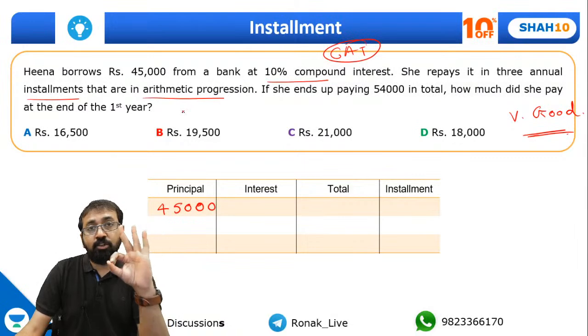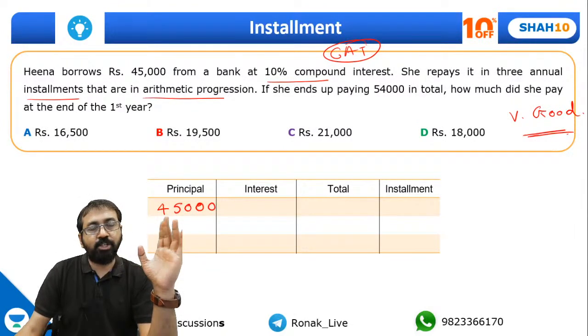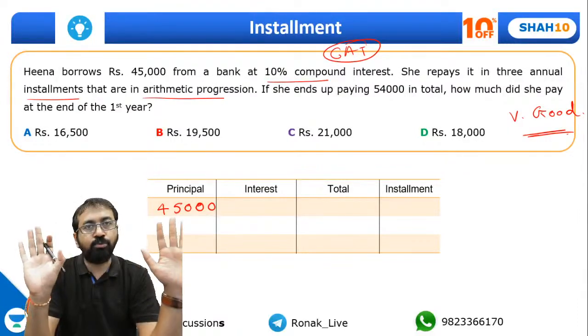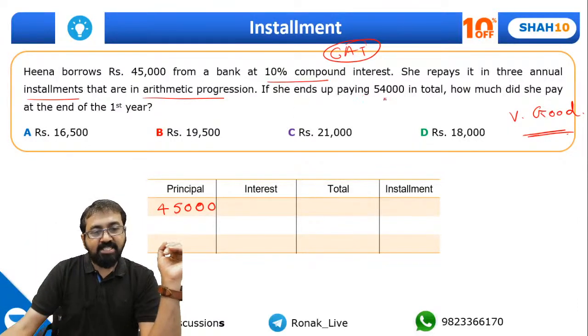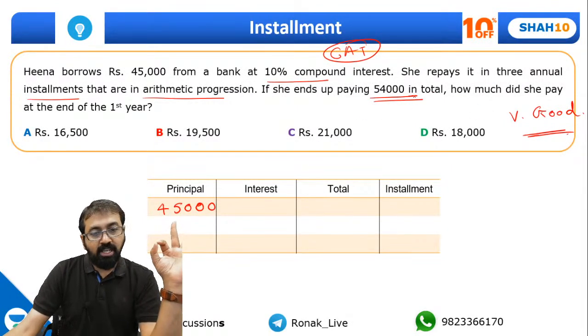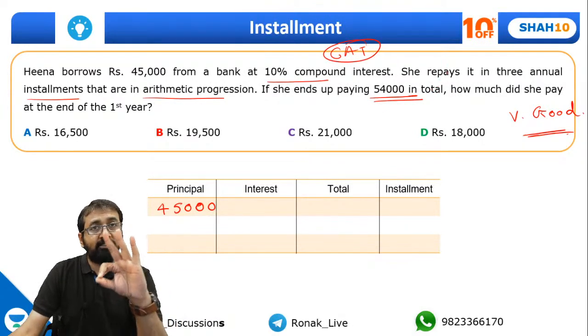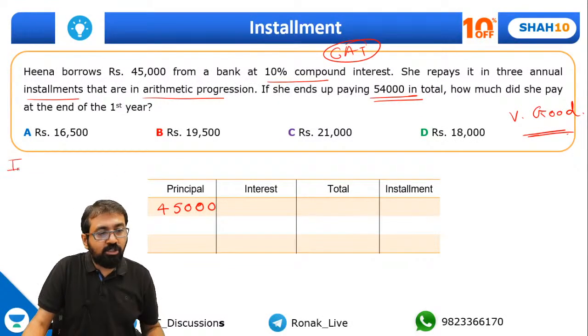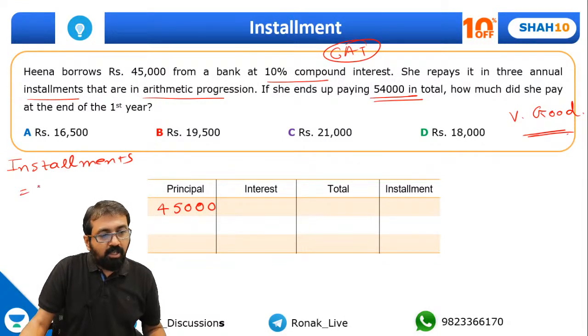So she's paying in 3 installments which are in arithmetic progression. The moment your installments are different, you can't apply the formula. You will have to do manual calculation. If she ends up paying 54,000 in total, so the total installment amount is 54,000, paid in 3 installments in arithmetic progression. So let me write it this way. Let the installments be A minus D, A and A plus D.